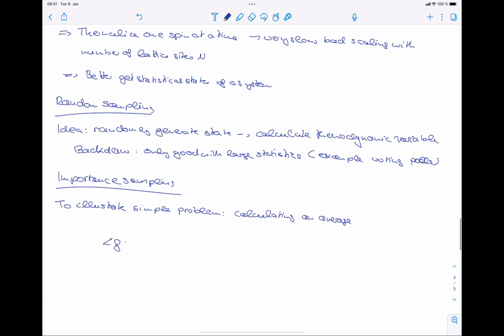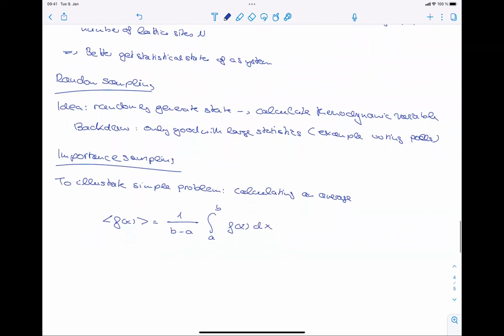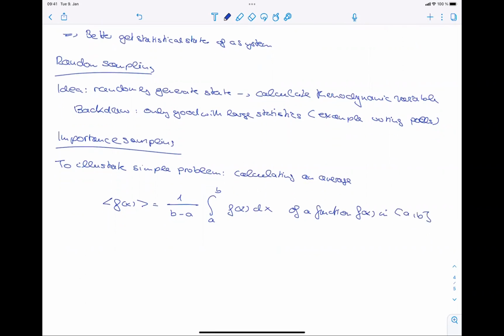Okay, so I have a function f of x, and I want to calculate its average over an interval from a to b. So average means that I normalize by the size of the interval, and now I'm integrating from a to b over f of x dx. Okay, so I don't know this function. I have to do this numerically.